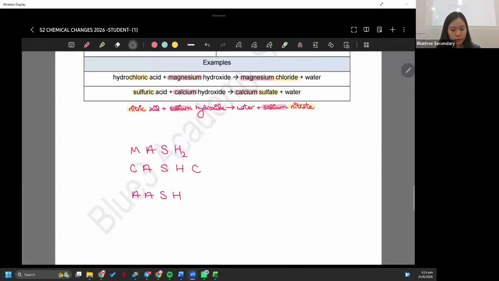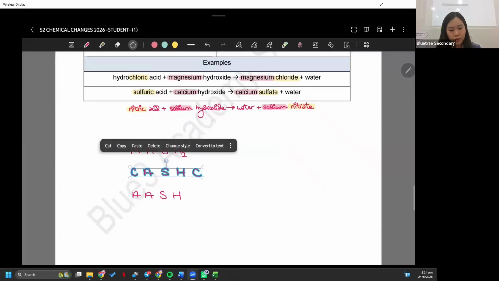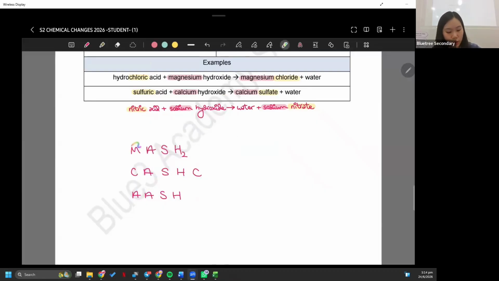The rest you will have to remember. So recap once again, this is very, very important. Metal plus acid gives you salt and hydrogen. Carbonate plus acid gives salt, water, carbon dioxide. Alkali plus acid gives salt and water.